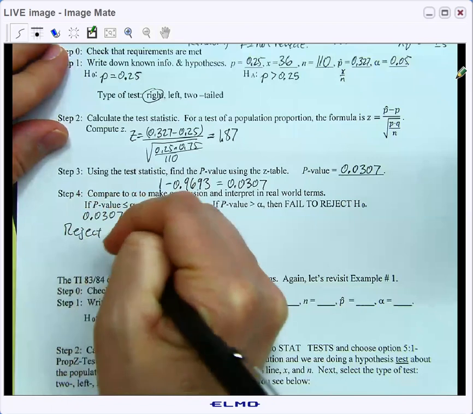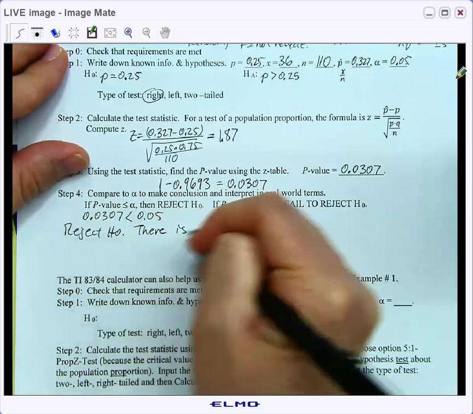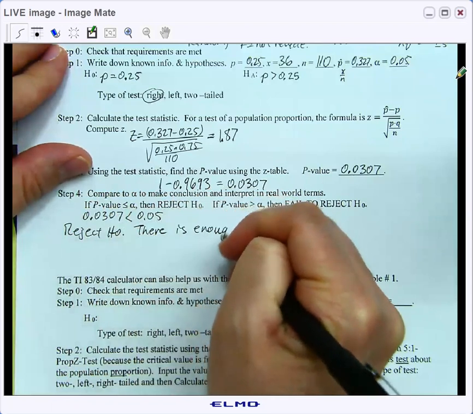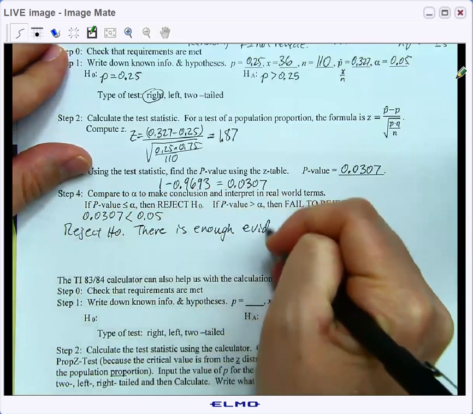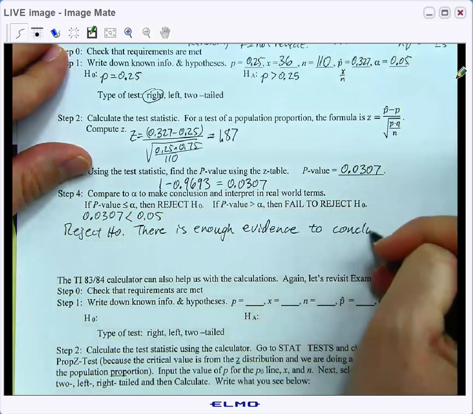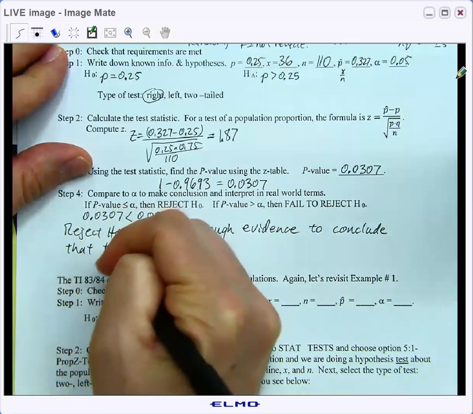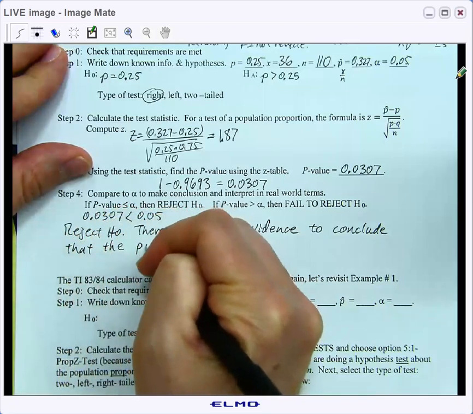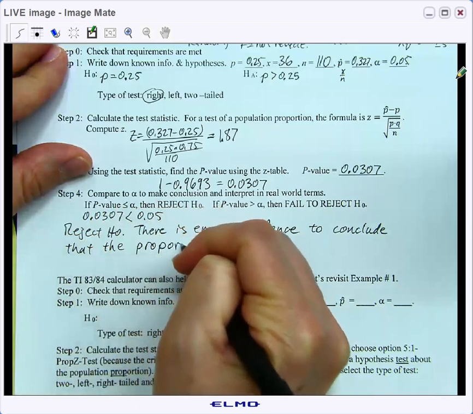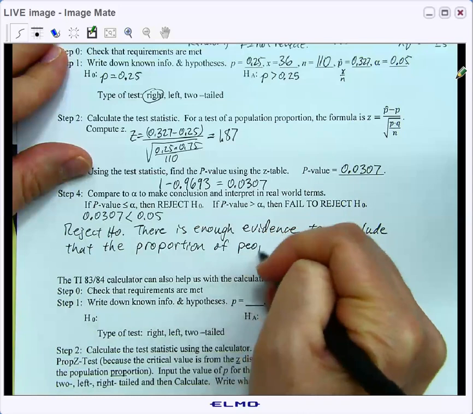So reject H naught. There is enough evidence to conclude that the proportion of people who recycle now is greater than 25%.